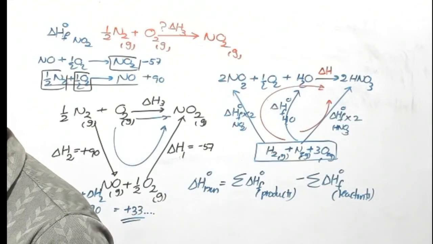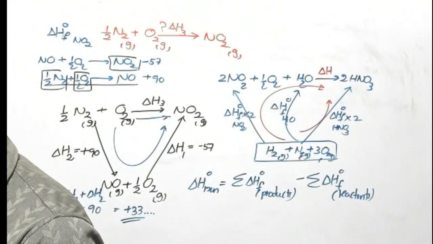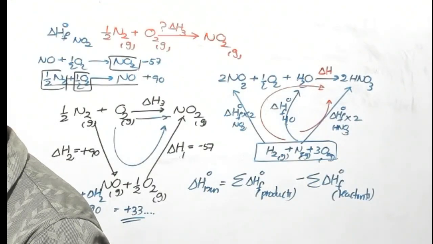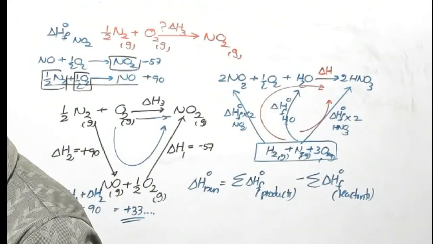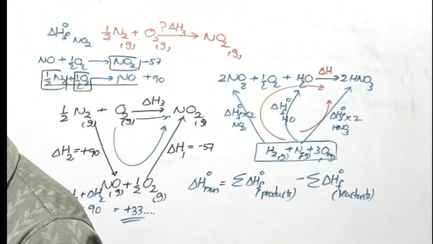Okay, so after using those formation values, you can find out the enthalpy change for this one. Right, now we will go to the marking scheme and see.